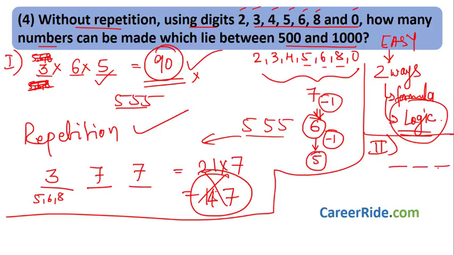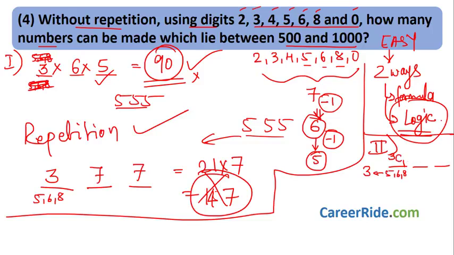A 3-digit number we have to form, correct? Now the first digit can be 5, it can be 6, or it can be 8. So there are 3 possible choices. Out of these 3 choices, we have to select one digit to put over here. So 3 choices are there. We have to select one digit. Select means combination. So we have C.